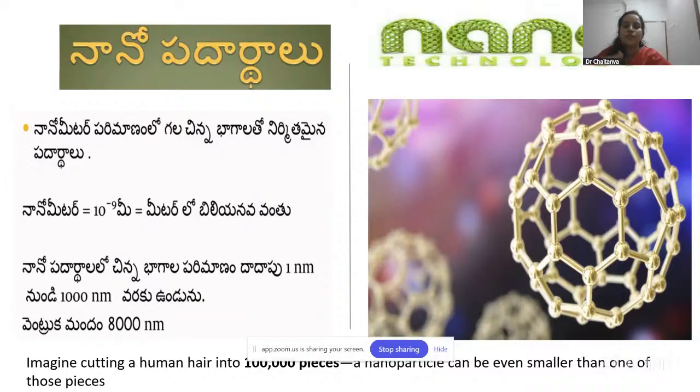So why are we more concentrating on these nanoparticles? Because the main important thing is they are very small tiny particles. So what is the importance? Why are tiny particles playing a very important role?